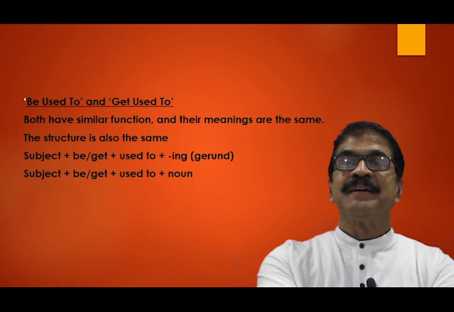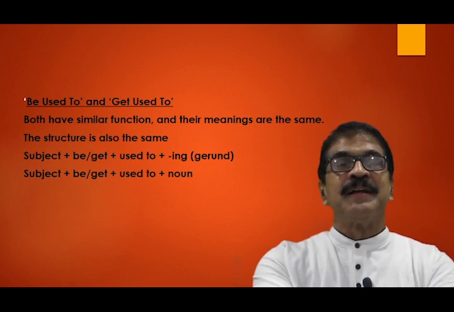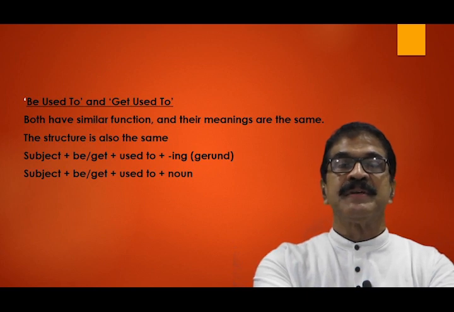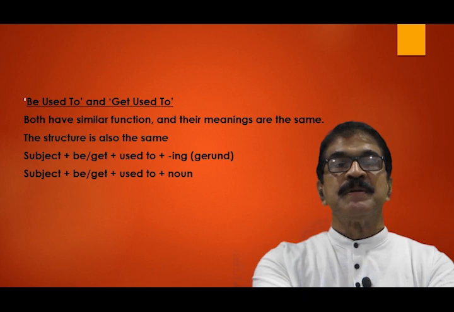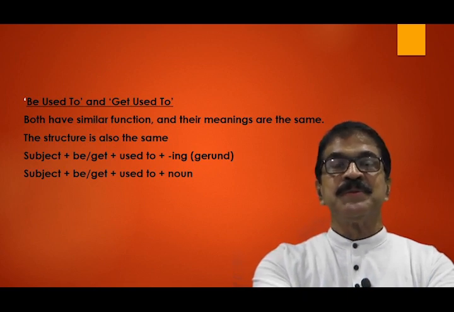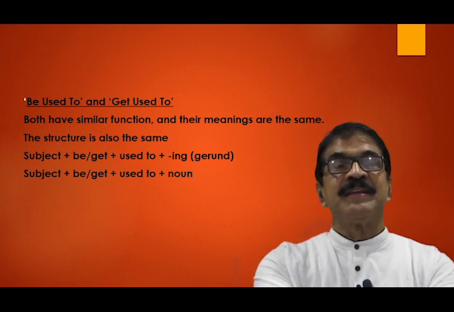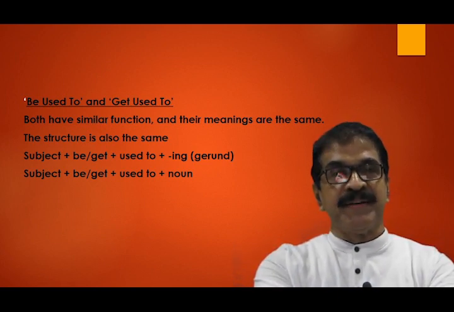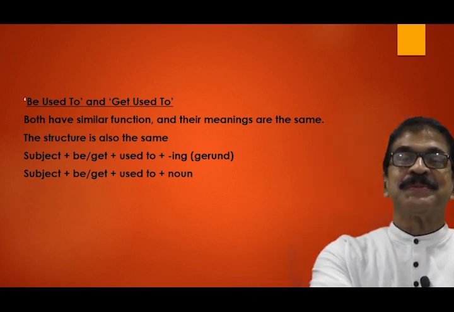Now, looking into the structure, with be used to and get used to, there are two possible structures. Subject plus be or get plus used to plus ing, a gerund. Subject plus be or get plus used to plus noun. We shall go with be used to first and then take up get used to.